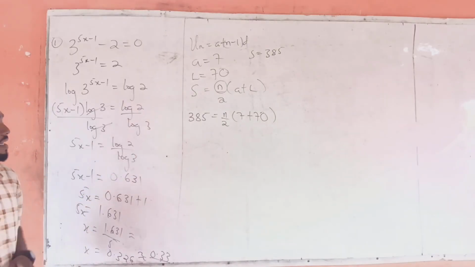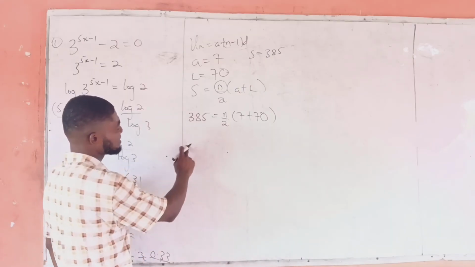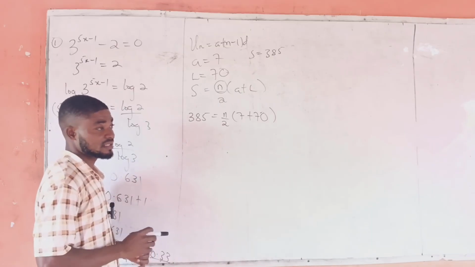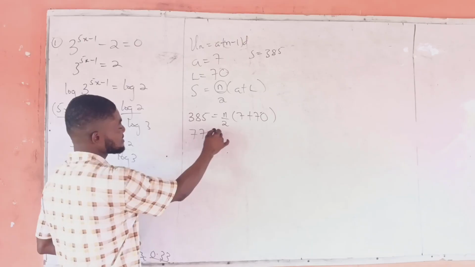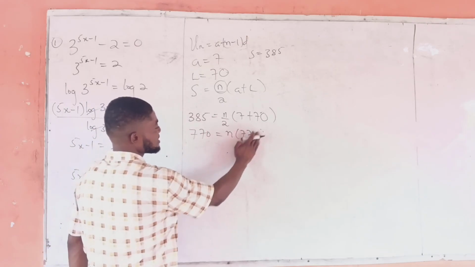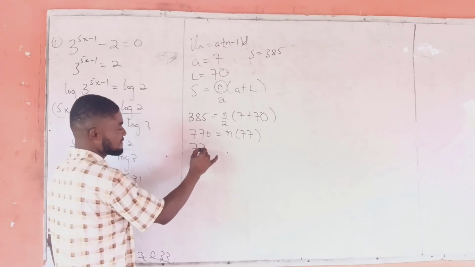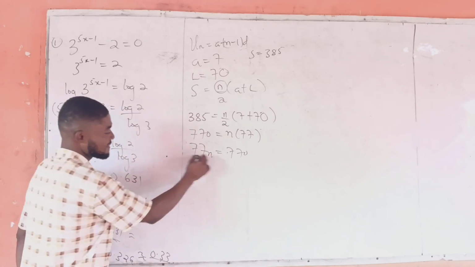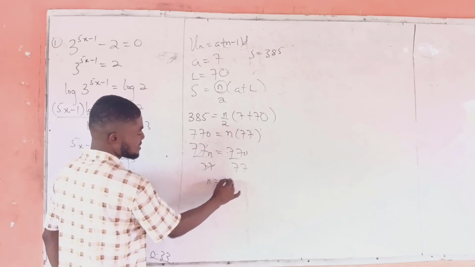Now from here, we multiply 2 by 2. This should give us 80 times 2, 60, so 160. 385 times 2, so that should be 770. This will be n into bracket 77, sorry, 77. And then from here, 77n is equal to 770. We divide both sides by 77, and then n is equal to 10.